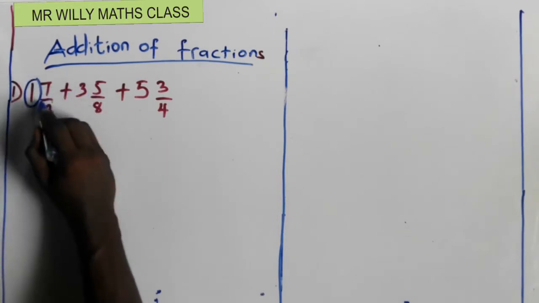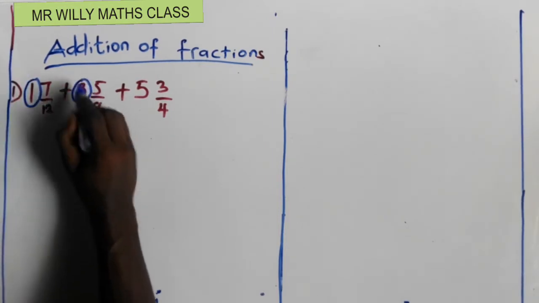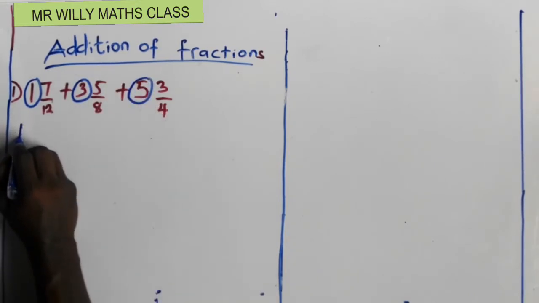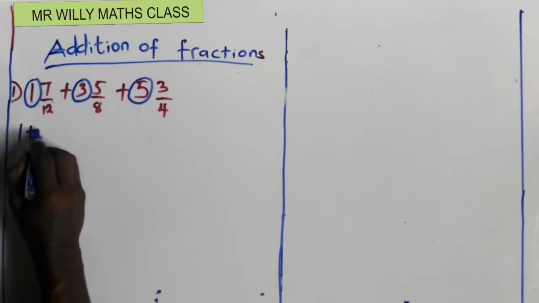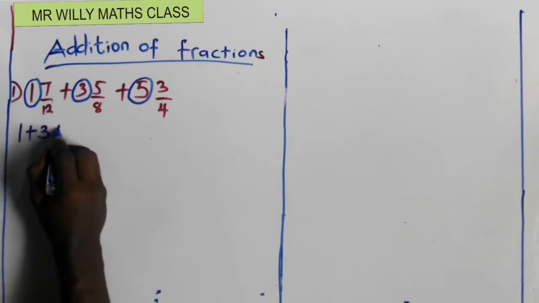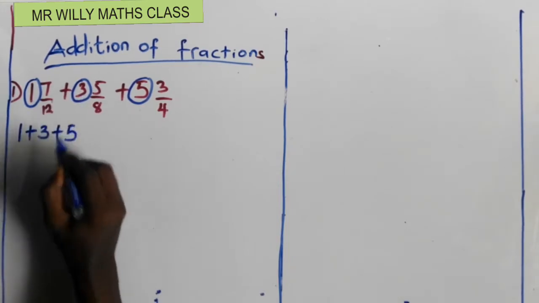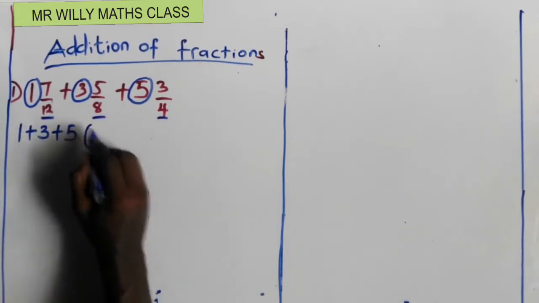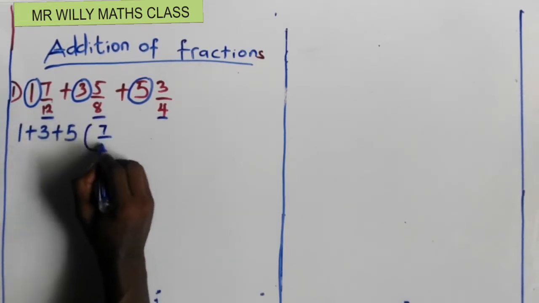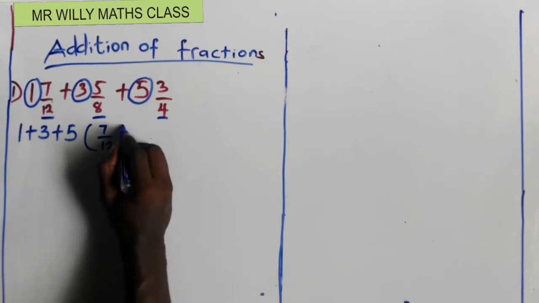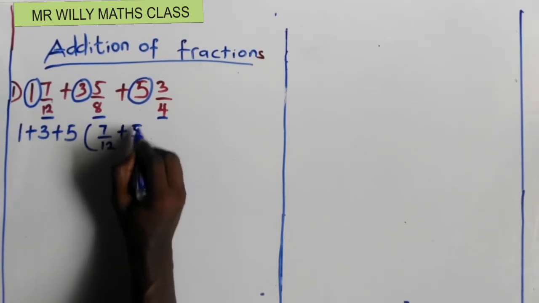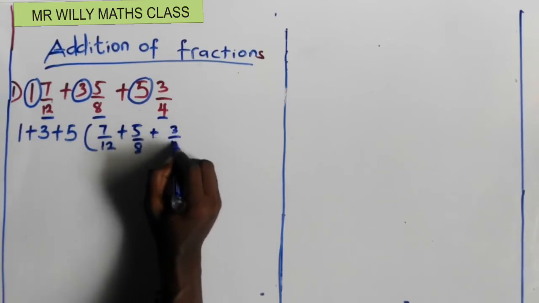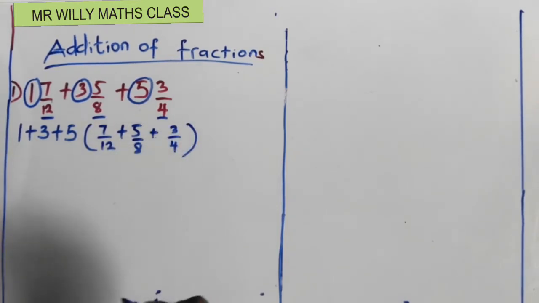The whole number part for this fraction is 1. This is the whole number part. This is the whole number part. So what you do is add the whole number parts together, that will be 1 plus 3 plus 5. But the fraction parts, you put them in a bracket: 7/12 plus 5/8 plus 3/4.